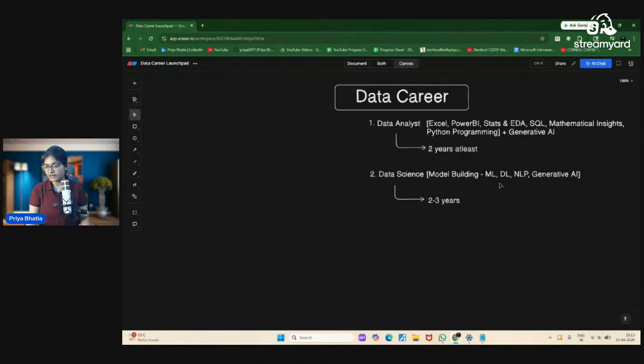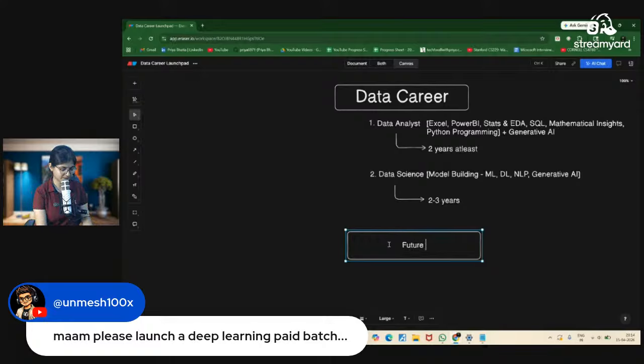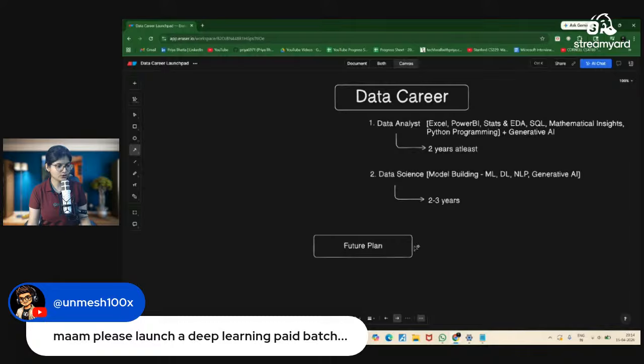Now, there are many people, for example, I can see a request to please launch a deep learning paid batch. Deep learning is a good idea, and I'm planning for that. But the deep learning course will come as a separate course, because I personally feel deep learning is way too much. There is a lot more to explore. If I had added deep learning in this as well, it would be a very big program. So that is the reason I'm planning it in the future. That is the future plan. I'm just sharing it in this live. I have not shared it anywhere so far, but this is the future plan. So I'm planning two courses in the future.